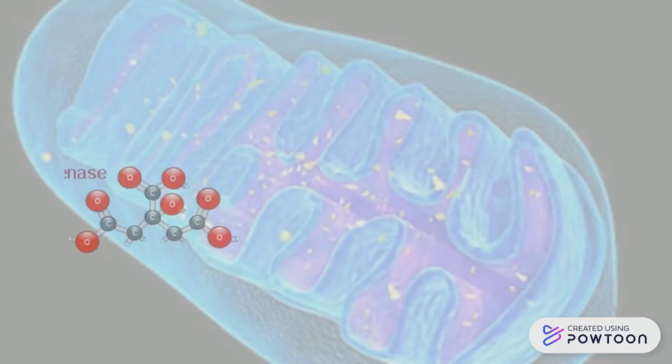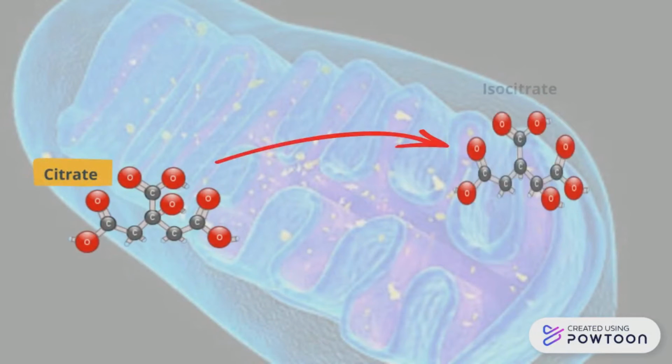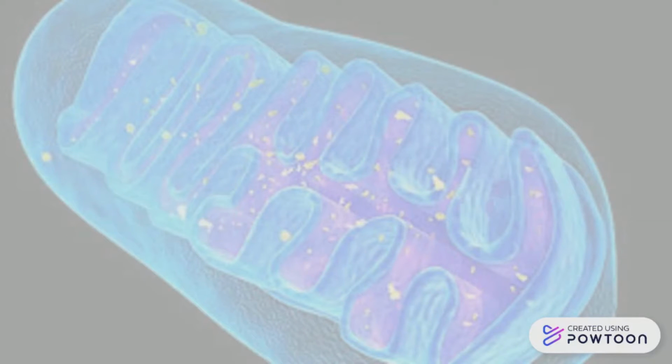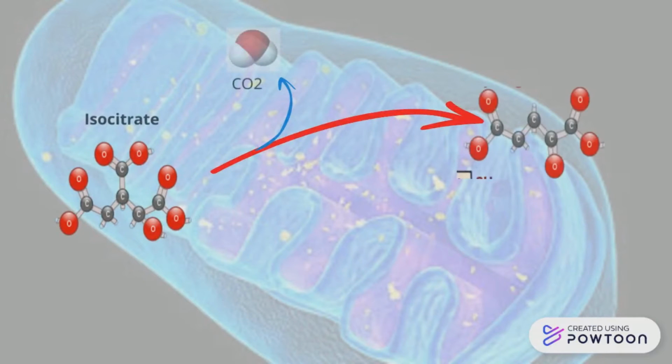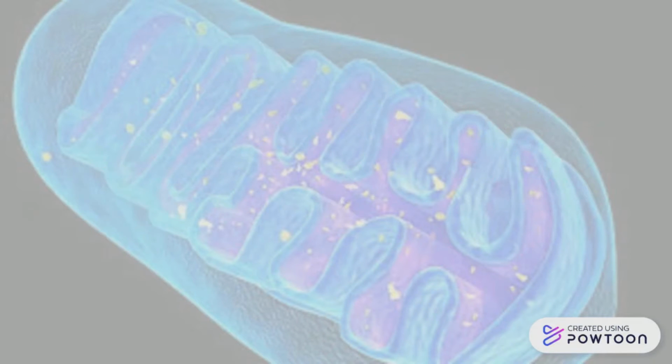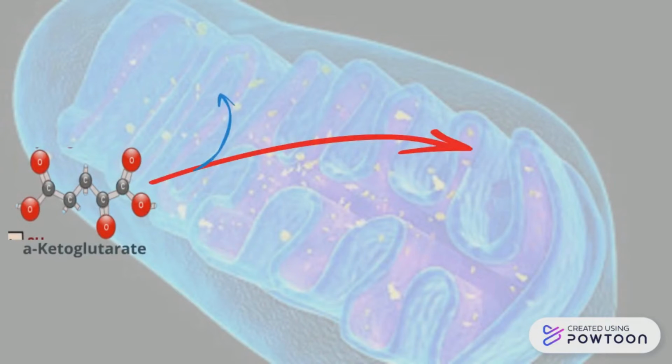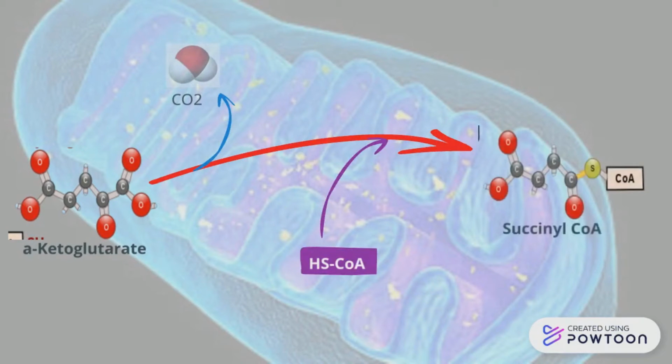In the second step, citrate will become isocitrate by changing its molecular shape. In the third step, isocitrate will release 1 molecule of carbon dioxide to form alpha-ketoglutarate, and in the process, 1 molecule of NAD+ will become NADH. Alpha-ketoglutarate will then release 1 molecule of carbon dioxide, and with the addition of 1 molecule of coenzyme A, form succinyl coenzyme A, and in the process another NAD+ becomes NADH.